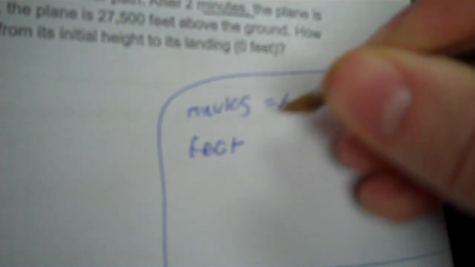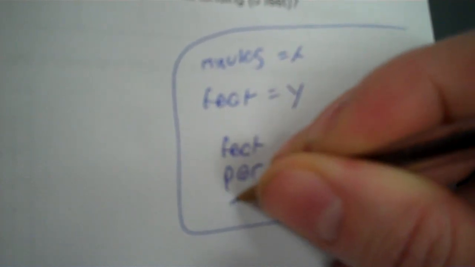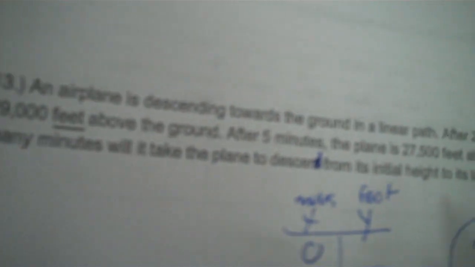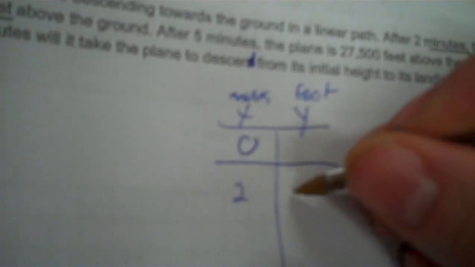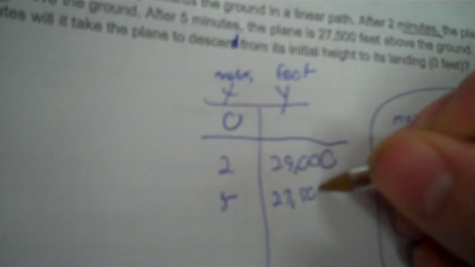X being the minutes, Y being the feet. So my feet per minute, I don't know that, so I just put M. So then to make your table with an M, okay, you go minutes and feet. 0, now you can't go to 1, 2, so you block it, and then put 2 minutes with 29,000 feet, 5 minutes with 27,500 feet, and then 0 feet right there. And I'm going to put a question mark.